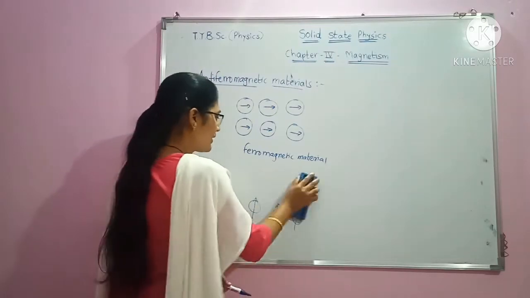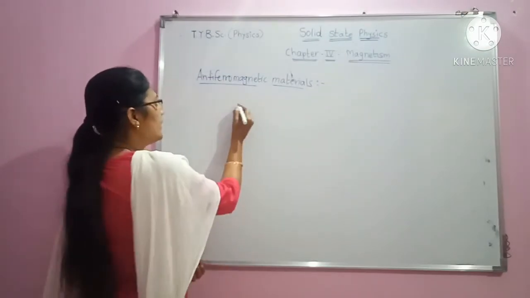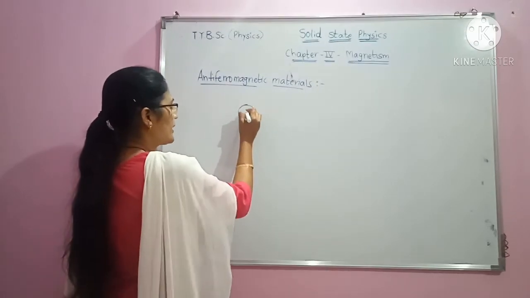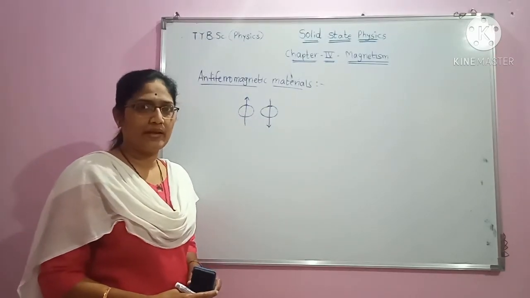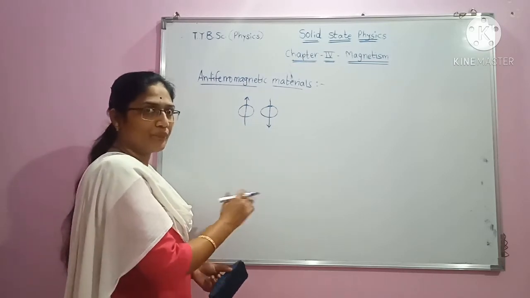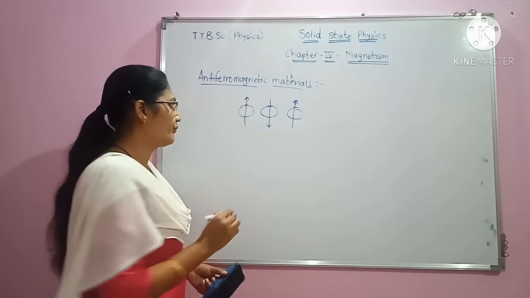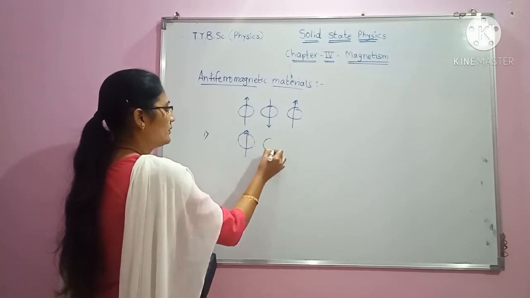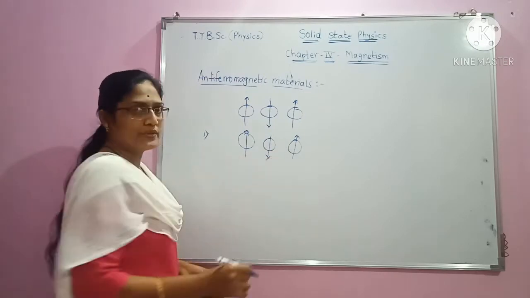It means that in these materials, due to the interaction between neighboring atoms, if we consider the neighboring atoms, the interaction is such that their dipoles will align anti-parallel. It means that dipoles are present, but these dipoles are anti-parallel to each other in case of neighboring atoms, and the magnitude of the dipole is the same. The atomic size should be the same.